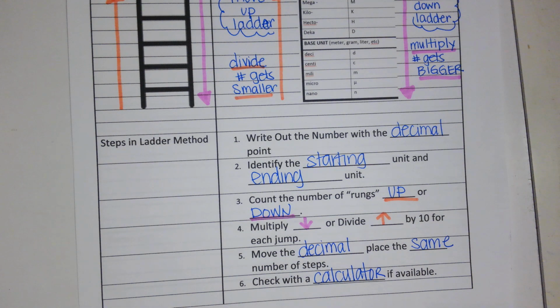Our first step is going to be to write out the number with the decimal point. Next, we're going to identify the starting unit and the ending unit. We're going to count the number of rungs up or down. If we're going down, we're going to multiply, and we're going to divide when we're going up by 10 for each jump up the ladder. We're going to move the decimal place the same number of steps. Next, we're going to check with a calculator if it's available.